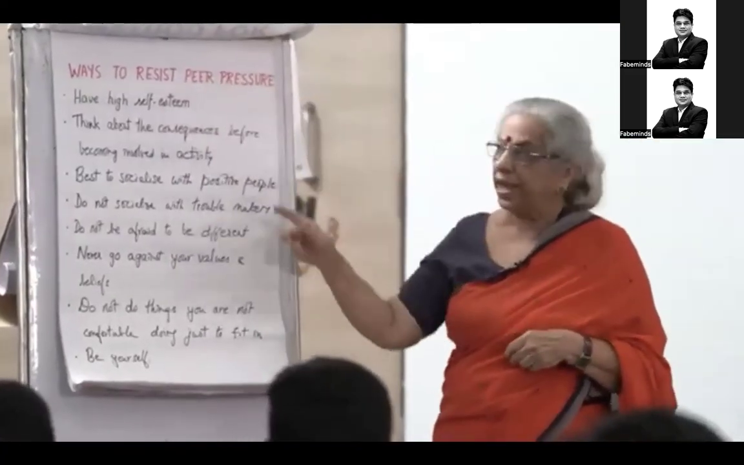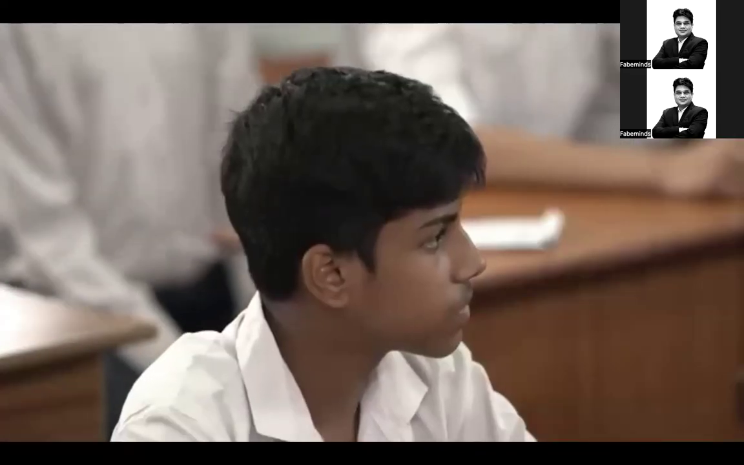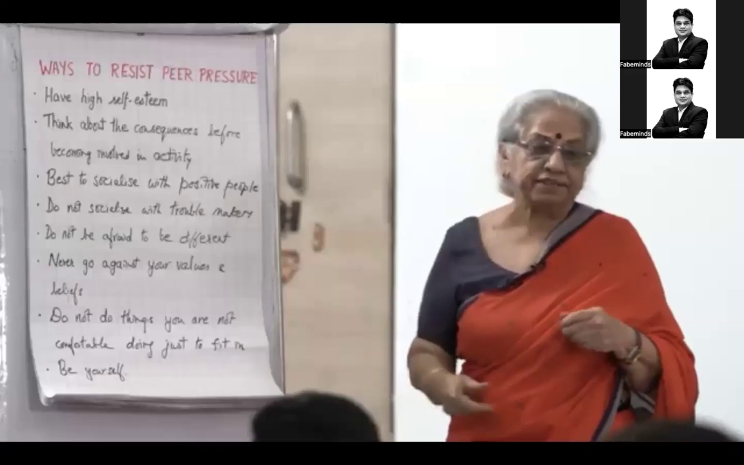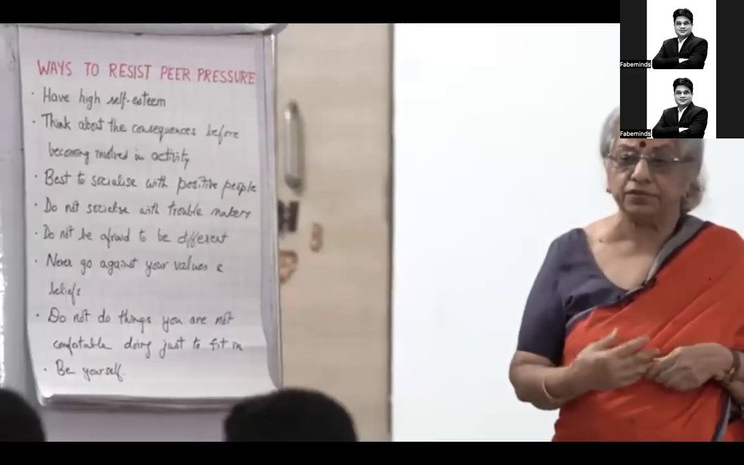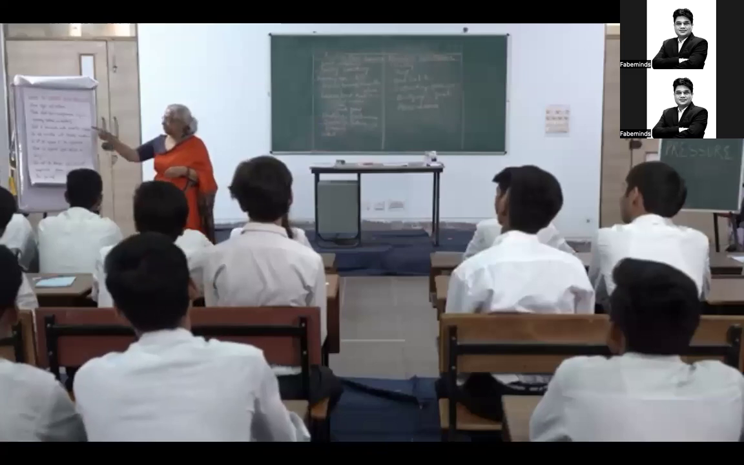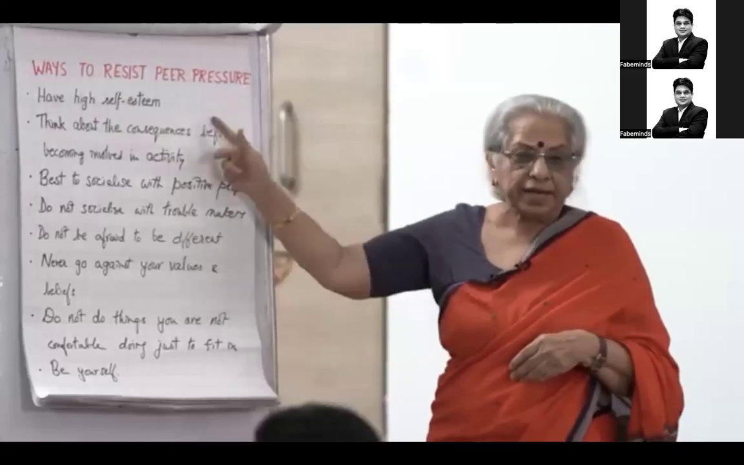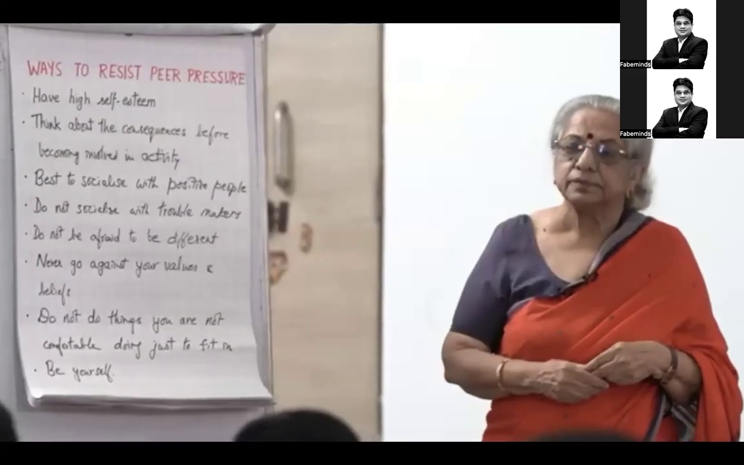There are different ways to resist peer pressure. One most important is you have to have high self-esteem. If you don't think high of yourself, then you cannot influence the other person. Think about the consequences before being involved in the activity. Can anybody explain this? We should always think about the things that can happen from our actions, and always take them into account before doing something wrong.